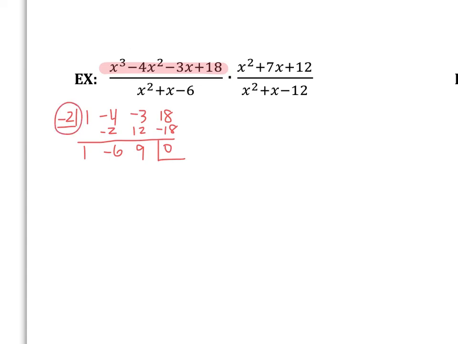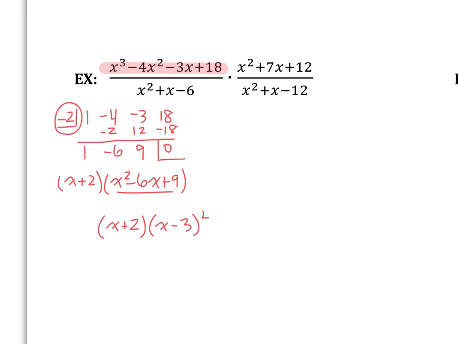So now if -2 is a 0, we know x plus 2 is our factor, and we are left with x squared minus 6x plus 9 remaining. So if we factor that completely, because this factors further, we're going to have x plus 2, and then x minus 3 quantity squared.